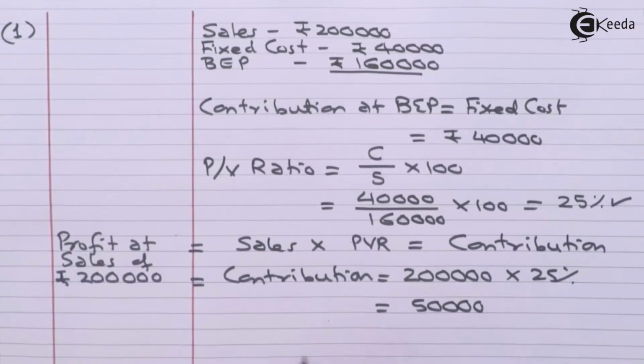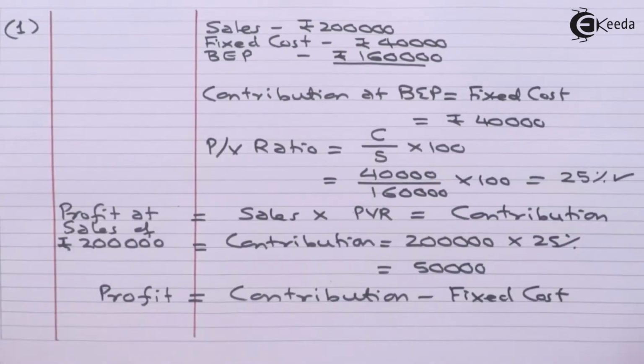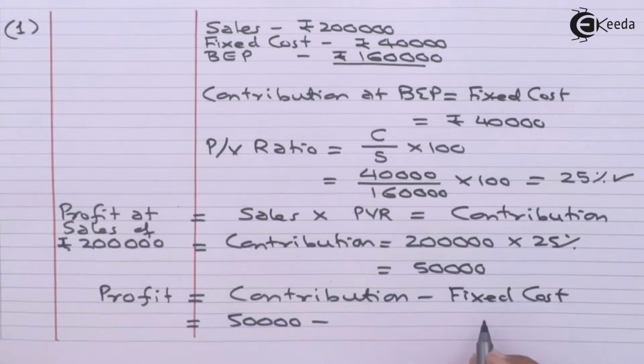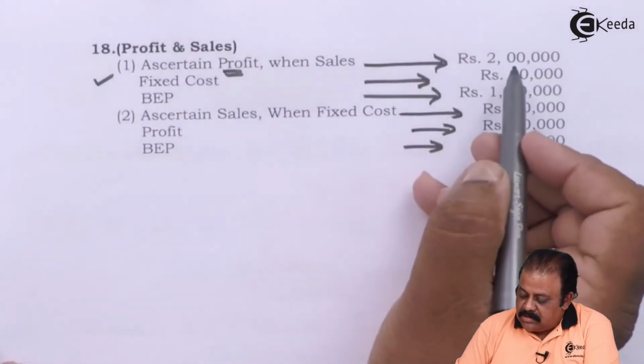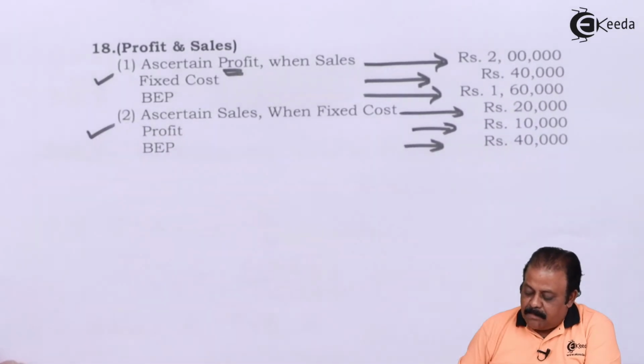We are required to find out profit. Profit is equal to contribution minus fixed cost. Contribution we have 50,000. Fixed cost, it is given in the question 40,000. So we got profit rupees 10,000. We got at sales level of rupees 2 lakh, profit rupees 10,000. Let us go for the second part.